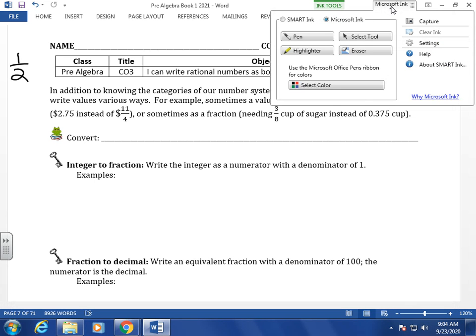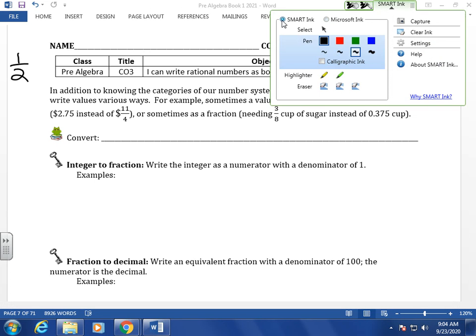Oop, I forgot to change this to smart ink here. That's going to make a difference.